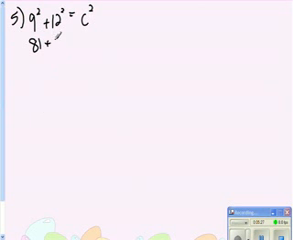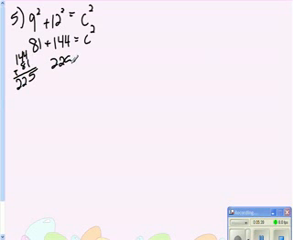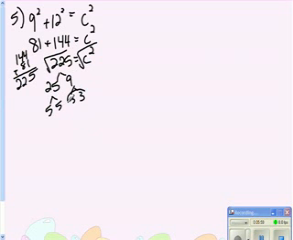9 squared, 9 times 9 is 81. 12 times 12 is 144. 144 plus 81, do the math. 225 is C squared. If you don't know the square root of that, do the tree. I would say that's 25 times 9, because if it was $2.25, it would take me 9 quarters. And that's 5 and 5, and that's 3 and 3. Circle and circle. I don't have any leftovers, which means it is a perfect square. So 5 times 3 gives me 15. So C is 15.